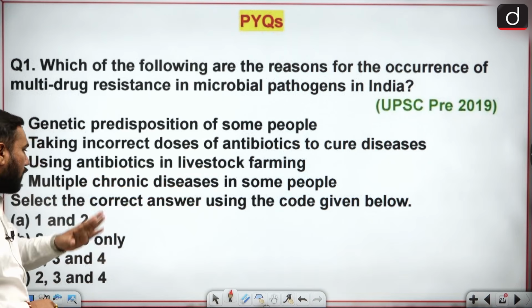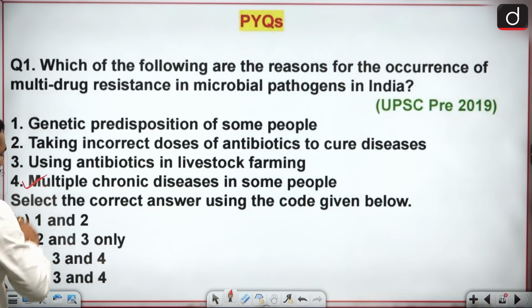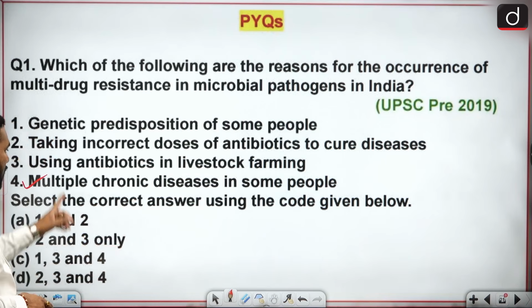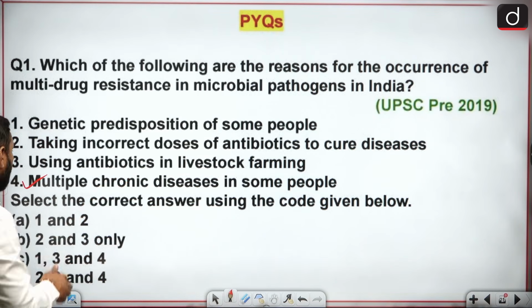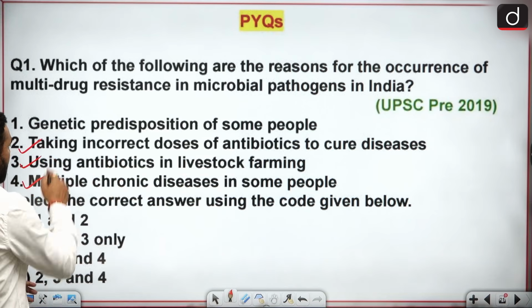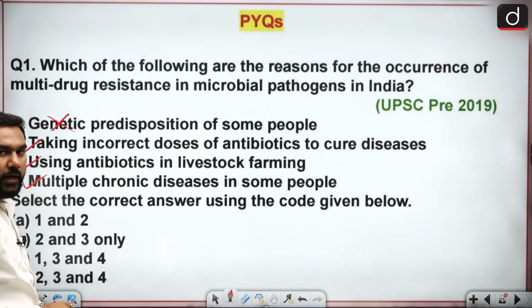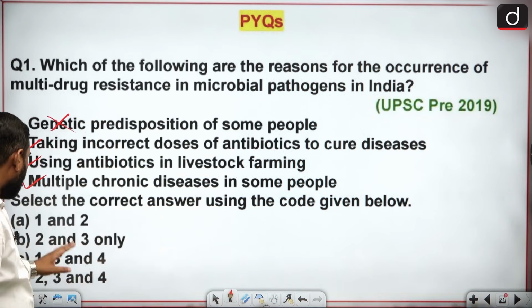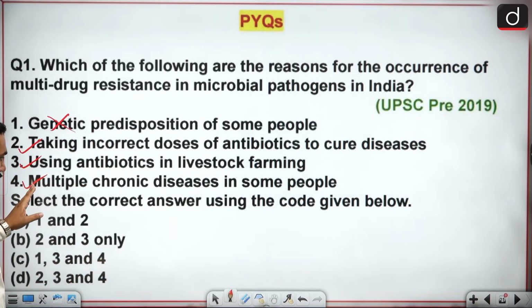And we already know that diseases can happen multiple times with people, so people can easily use antibiotic medicine many times. Use of antibiotic medicine for farming is again the problem. Taking an incorrect dose is again the problem, but there is no genetic relation. Antibiotic medicine does not have any genetic relation. Clear? So the second, third and fourth statements are correct, and your correct answer is D.